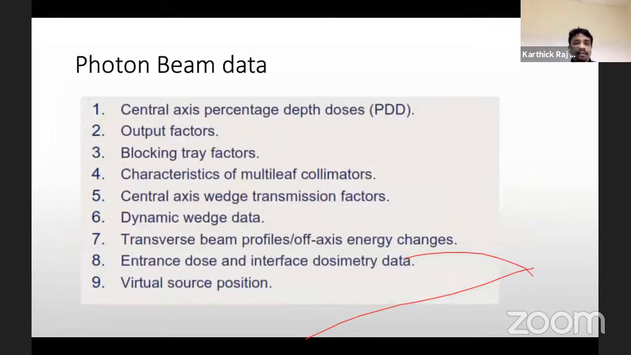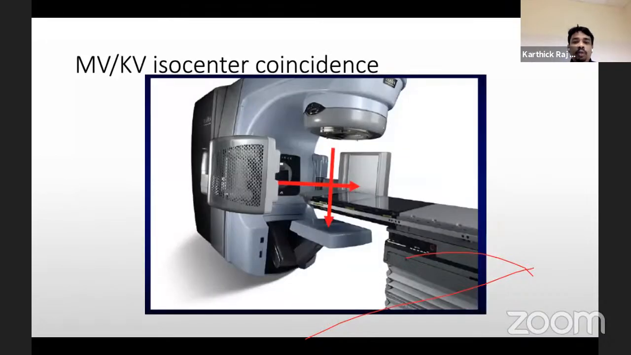Most treatment planning systems require this data to be fed in: the central axis PDD, output factors, tray factors, the multi-leaf collimator interleaf transmission, central axis wedge factors. All of this data has to be fed into the treatment planning system.